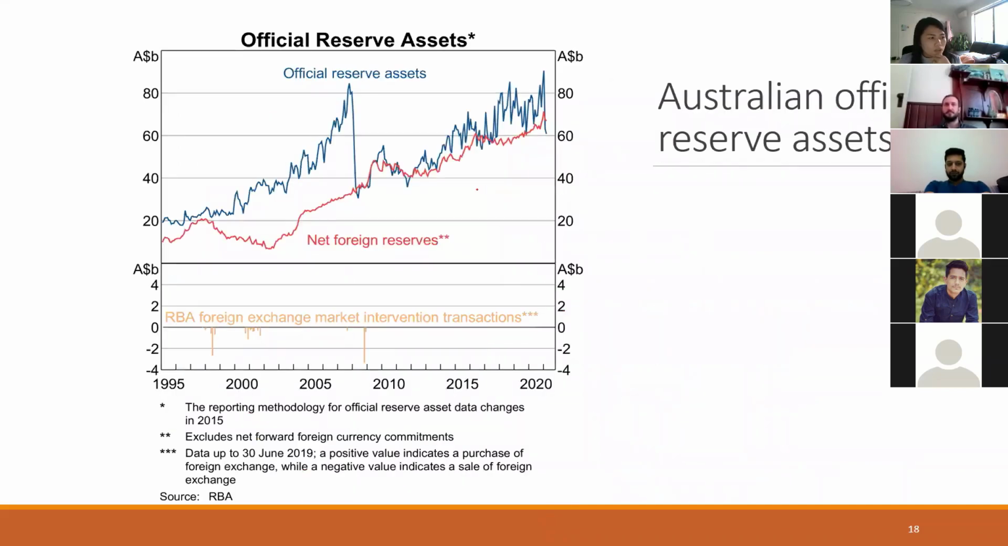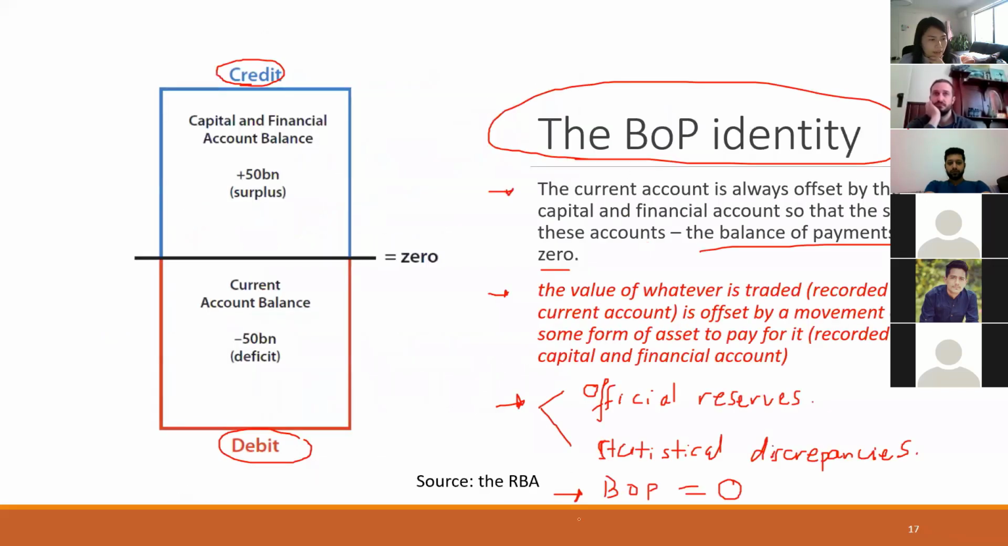All right, so this is an example that I took from the RBA, the Australian Reserve Bank. As you can see, even for a country with a floating exchange rate regime, sometimes the central bank will still have to intervene in the market, okay? So sometimes they still buy and sell foreign reserves. As a result, your balance of payments doesn't just include the current and financial accounts, but also the official reserves and some allowance for errors and omissions, which is the statistical discrepancy, okay?